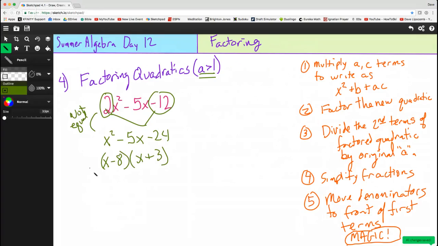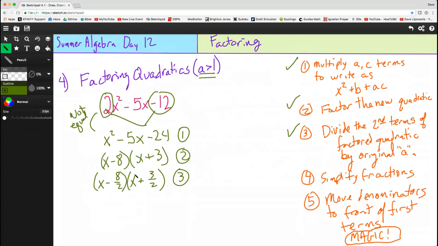Okay? We know how to do that, and if you don't know how, go refer back to some of the previous slides. Okay, now, that's step 1 and step 2. The next thing we do is divide the second terms back by our original 2. So watch that. We go x minus 8 over 2 and x plus 3 over 2. So now we've done step number 3. This is step 3, this was step 2, this was step 1.